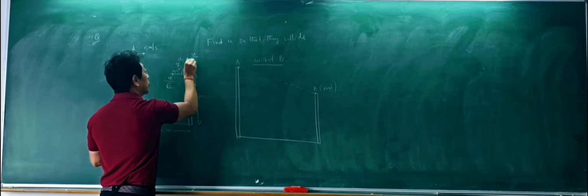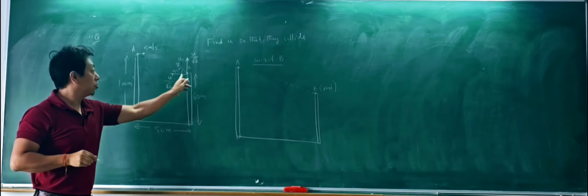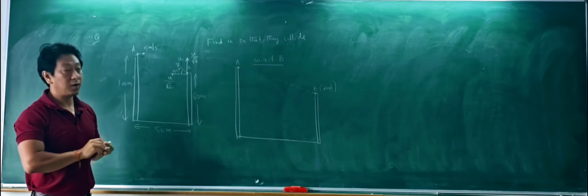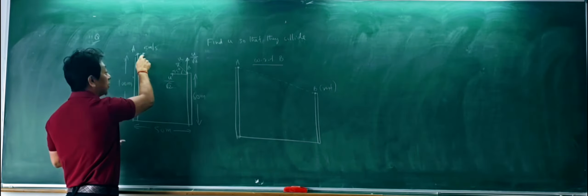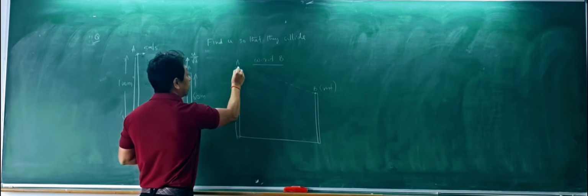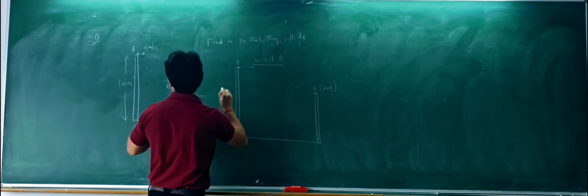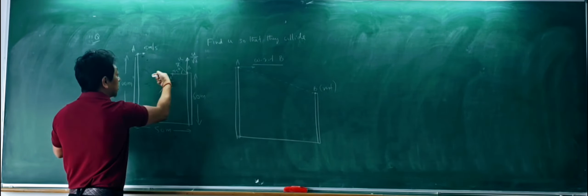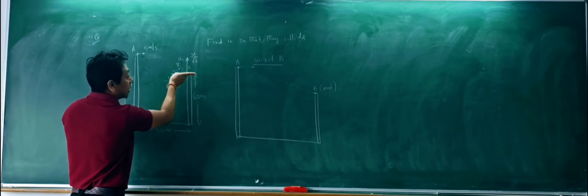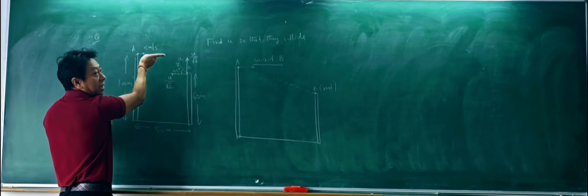One component is U by root 2. I hope you understood: U cos 45, U sin 45. Reverse this one and add it with this. So what will be the X component of velocity of A? 5 this side. If you reverse this one, it will be U by root 2 that side. So if you add, they are in what direction?